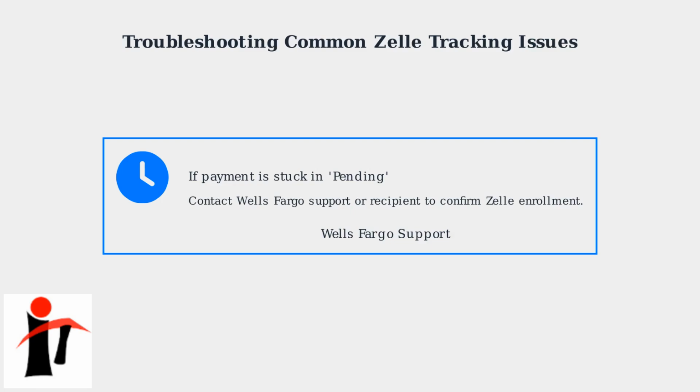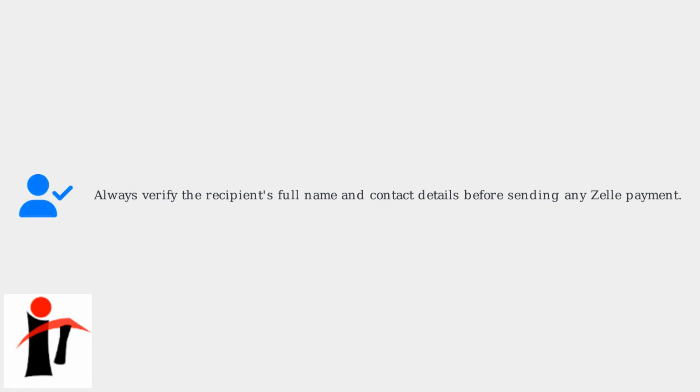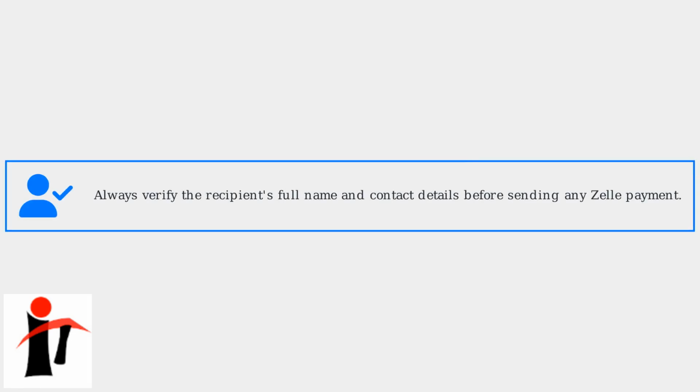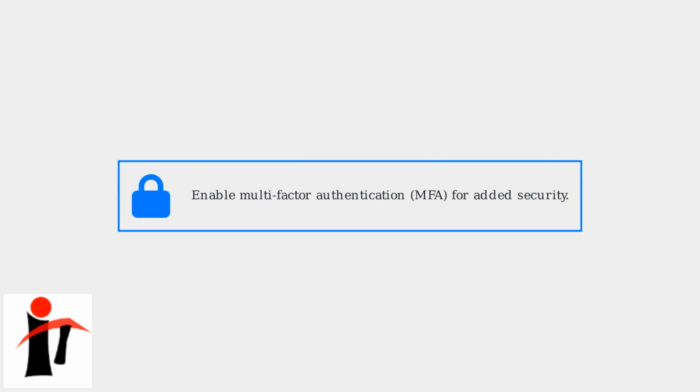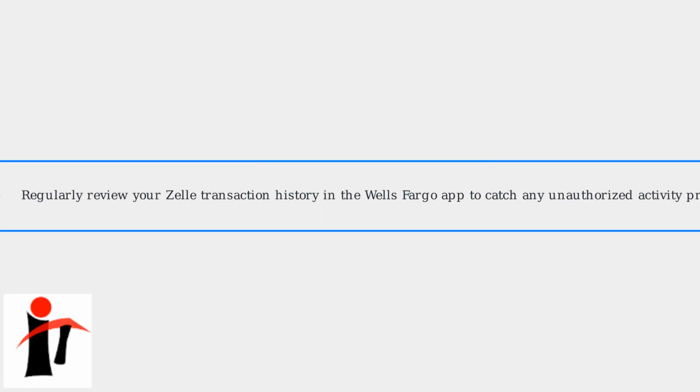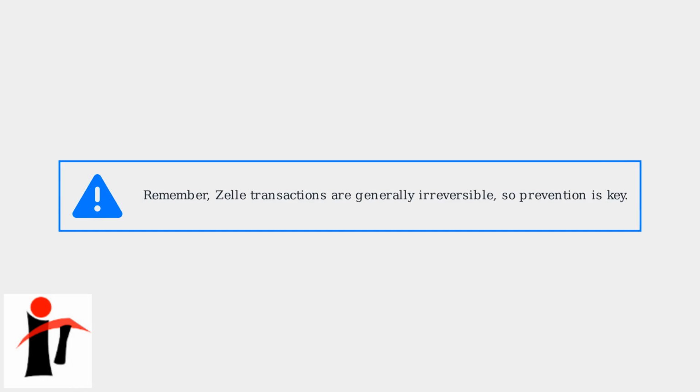You can also reach out to the recipient to confirm their Zelle enrollment status, as this may be causing the delay. Always verify the recipient's full name and contact details before sending any Zelle payment. Be cautious of scams and phishing attempts. Enable multi-factor authentication, MFA, for added security. Regularly review your Zelle transaction history in the Wells Fargo app to catch any unauthorized activity promptly. Remember, Zelle transactions are generally irreversible, so prevention is key.